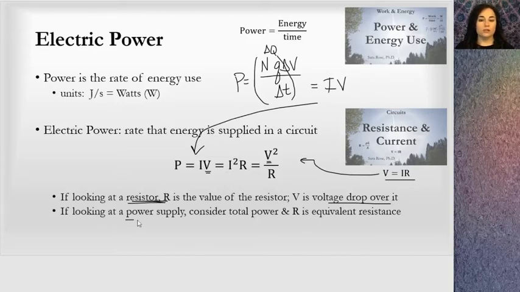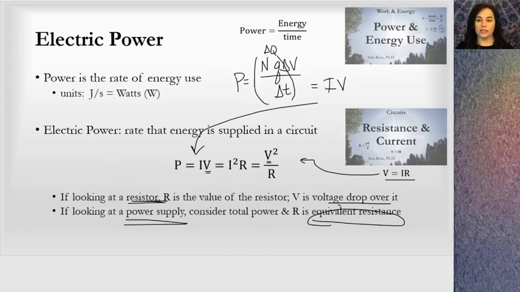If you're looking at a total power supply, to me this is the situation where looking at an equivalent circuit is going to be more helpful. So find the equivalent resistance, and this current in here is going to be the current for the whole circuit, the equivalent current, and the equivalent resistance with the whole voltage supplied by this circuit.